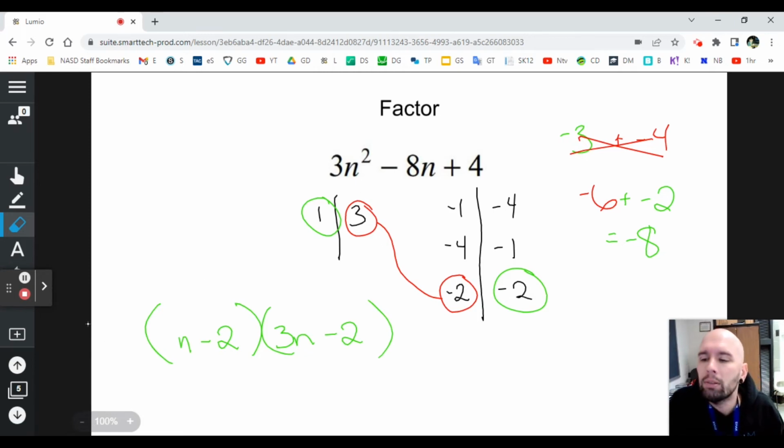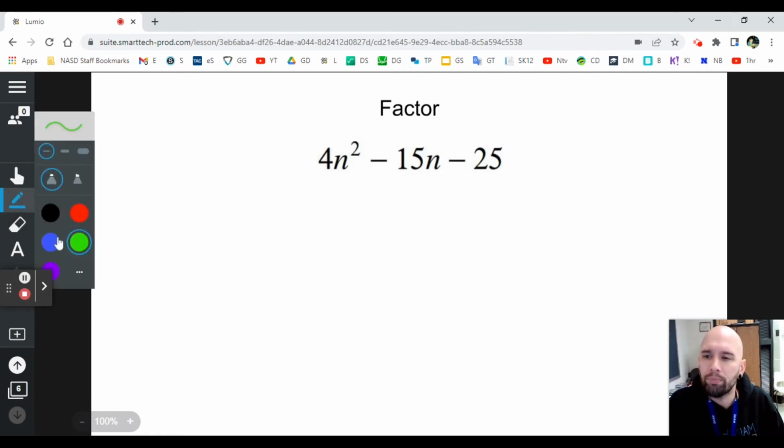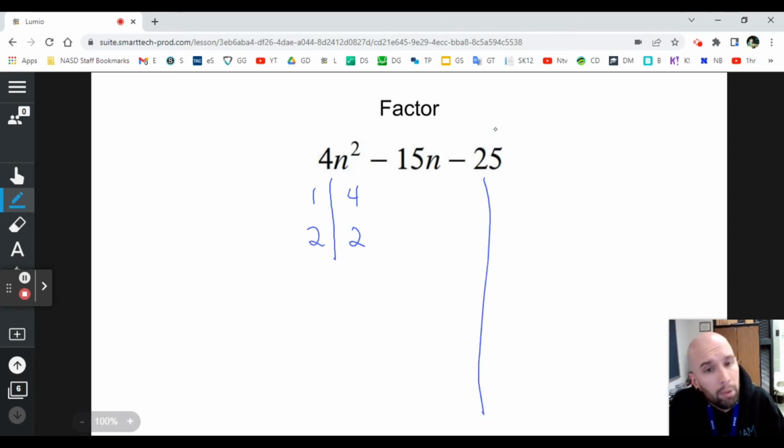Very popular. Last one. Oh, but it's a doozy. That's the eraser. All right, 1 multiplies out to 4. 1 and 4 does. Oh, and 2 and 2 does. Interesting. Over here, we have to write out all the possible combinations.